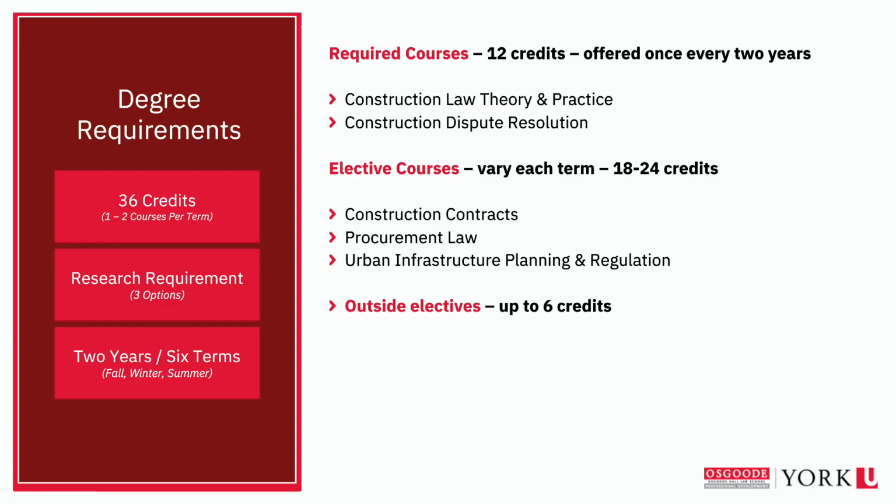In terms of the courses that are offered, there will be 12 credits of required courses. Construction Law Theory and Practice will be the foundational course offered at the beginning of the program, and then Construction Dispute Resolution is typically offered in the second year. There will be elective courses for the remaining terms, and those will vary term by term. Those will include areas like infrastructure planning, contracts, procurement, insurance, and labor and employment in the construction law field.